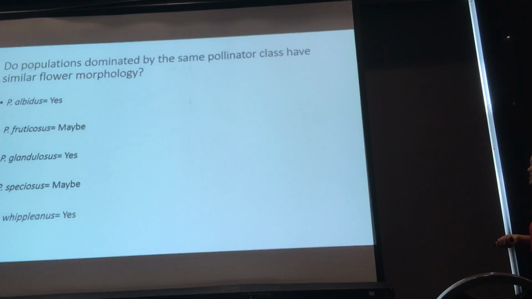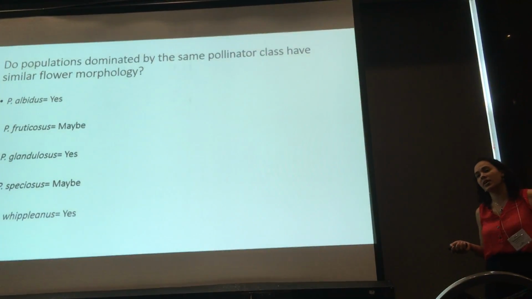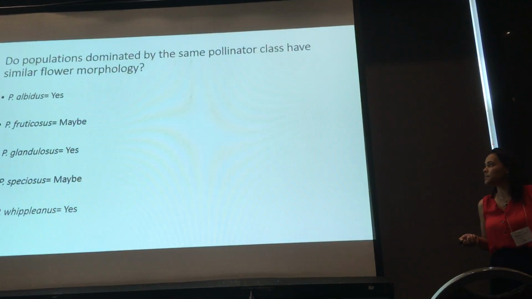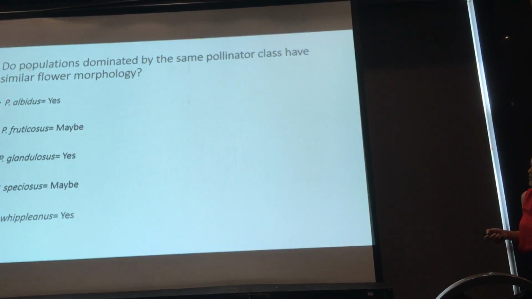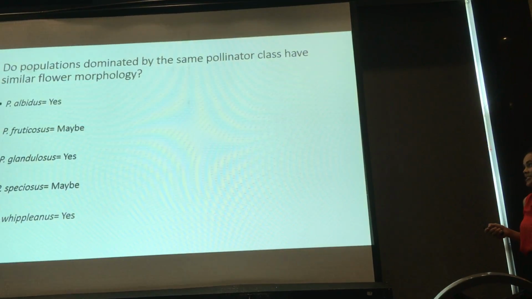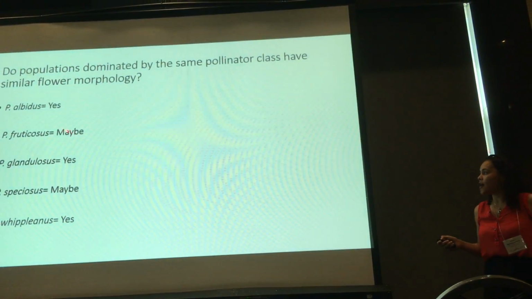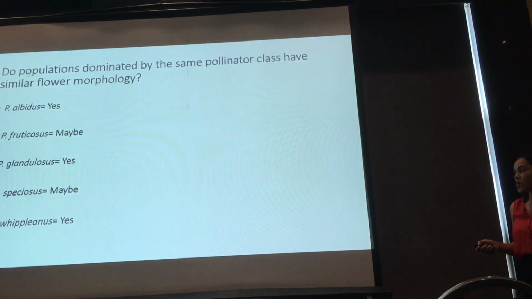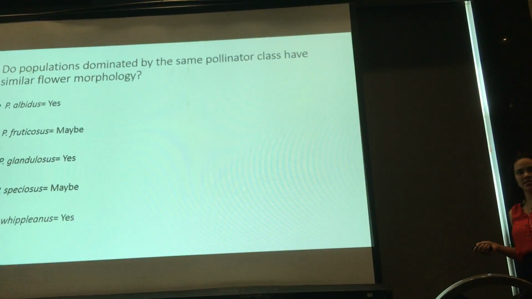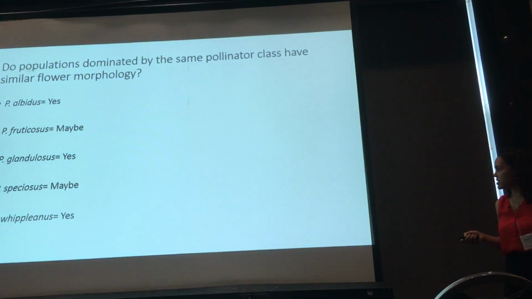Second, we wanted to understand whether pollinators have a significant effect on flower morphology. And for 3 of them, the answer is yes, they do. For 2 of them, the answer is maybe. And this is because there was an effect, but it wasn't statistically significant. We're still exploring those.